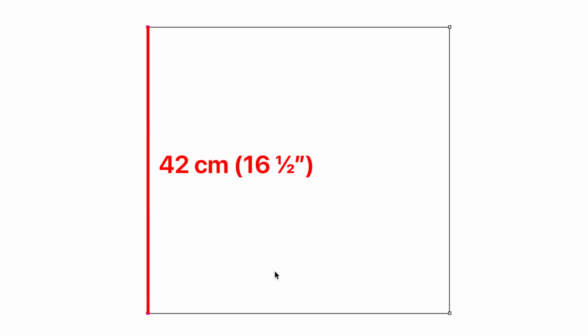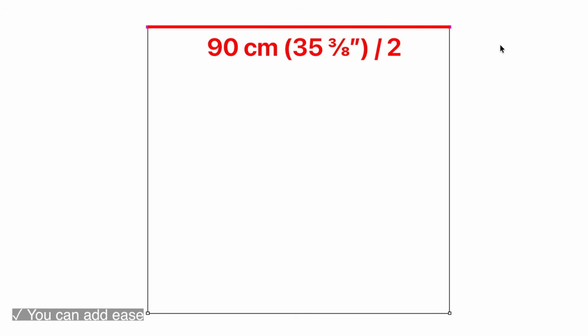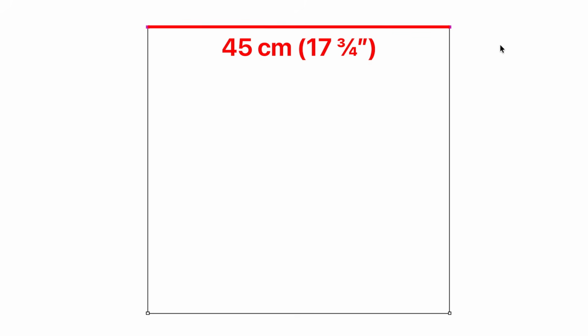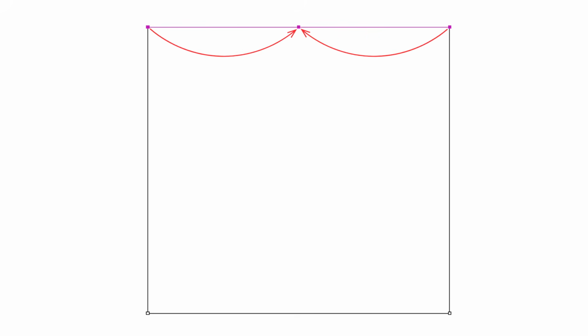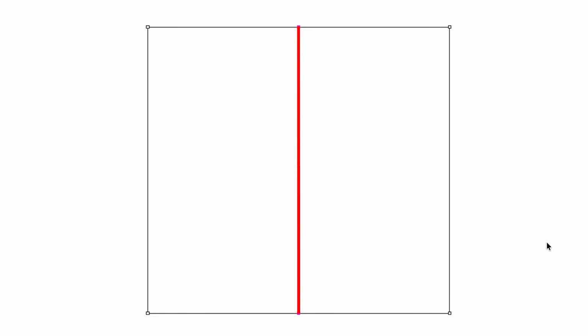Okay, let's start with a rectangle. Vertical is the back length. So my example is 42 centimeters. Horizontal is half of the bust circumference. You can add ease if you want, depending on what kind of blocks you're making. So in this example, this is 45 centimeters. Find a midpoint and draw a line. This is going to be the side seam.